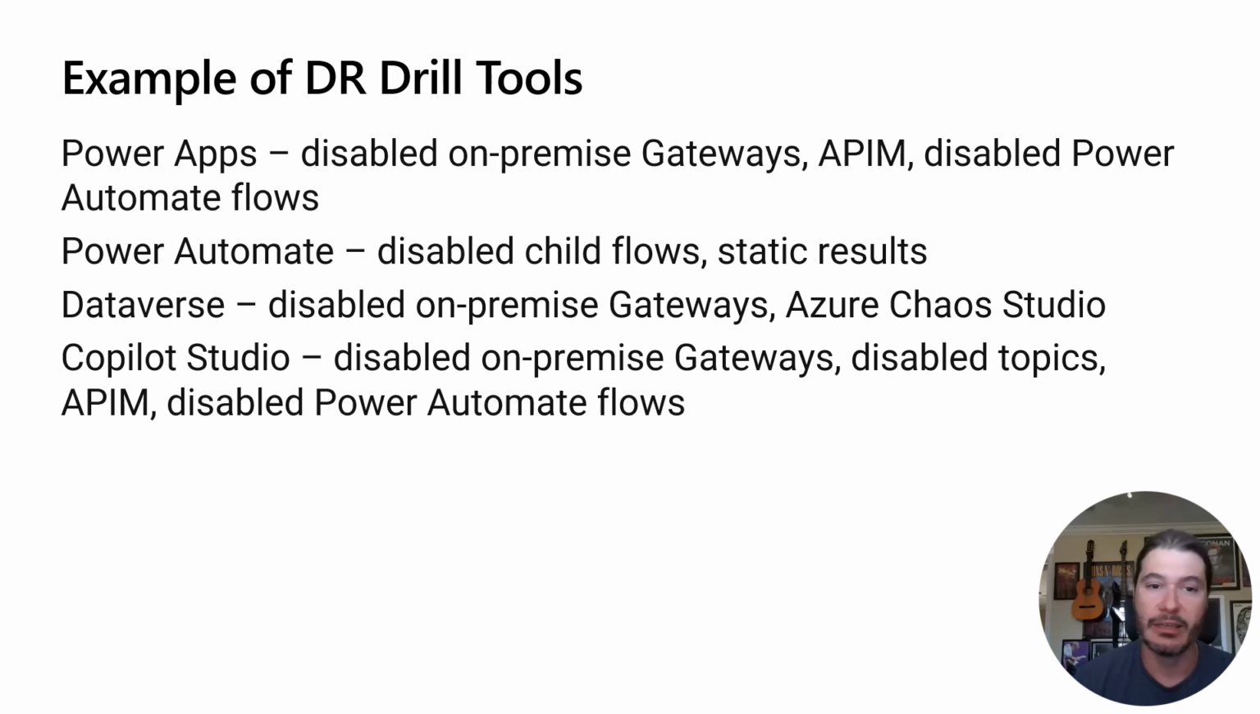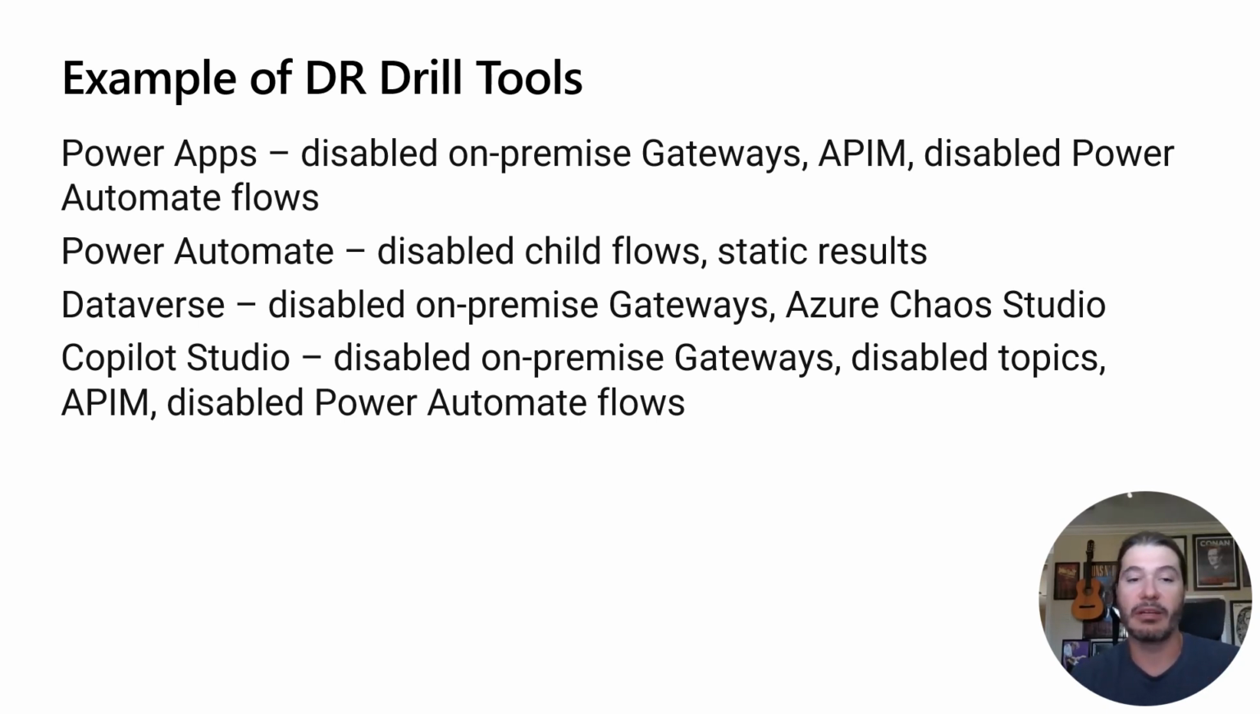So for Power Apps, some things you can do is disable gateways on lower environments. We don't necessarily need this in production, but a production-like type environment would be helpful here. So disabling gateways, API management, you can actually respond with failed error codes and so on. Disabling Power Automate flows that are being used and seeing how Power Apps will respond to that. For Power Automate, any dependent child flows can be turned off.